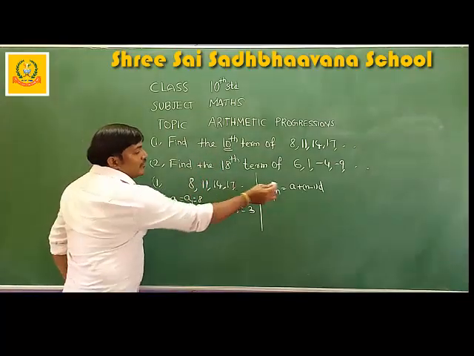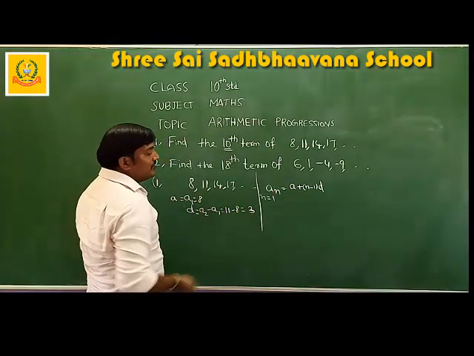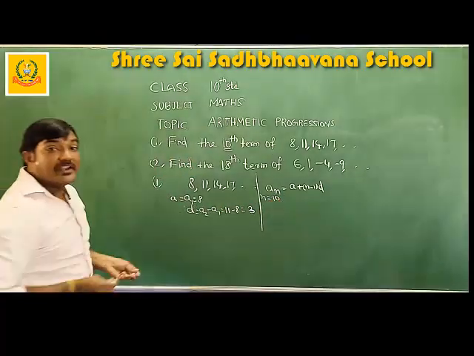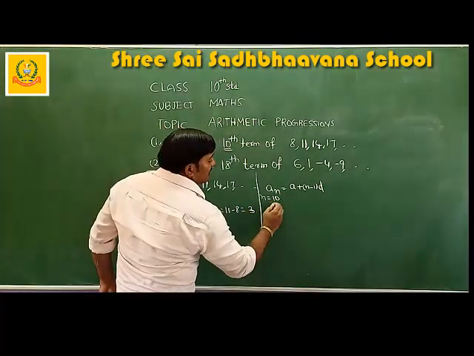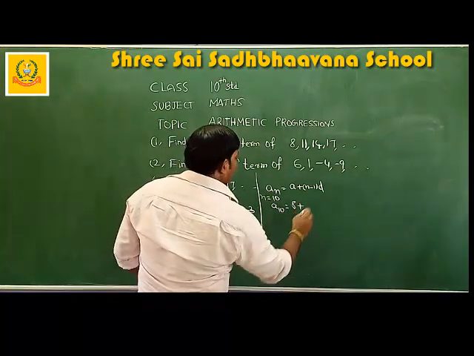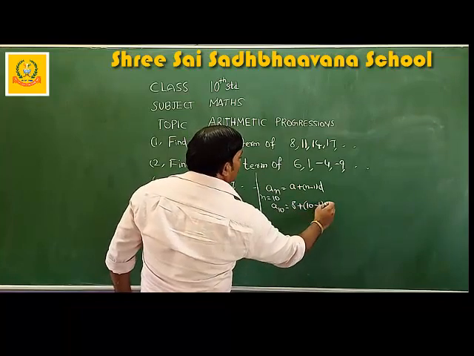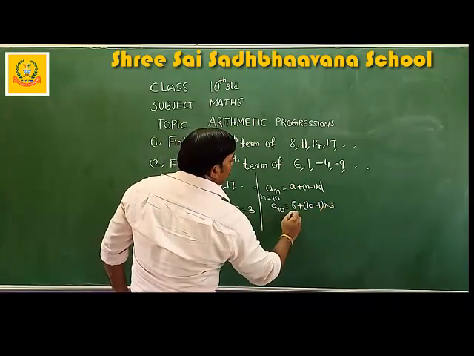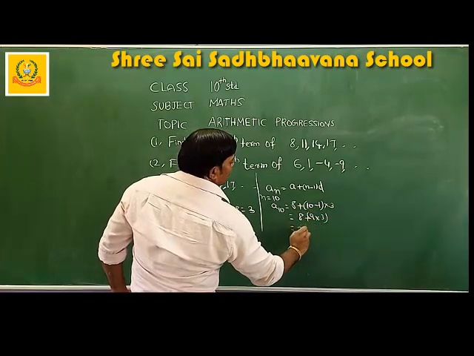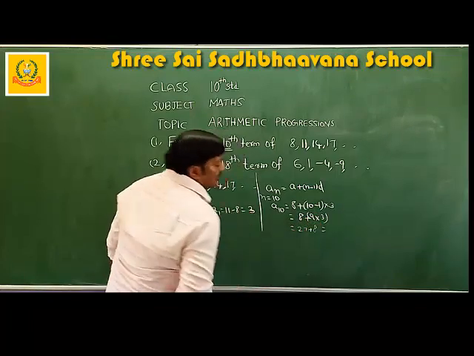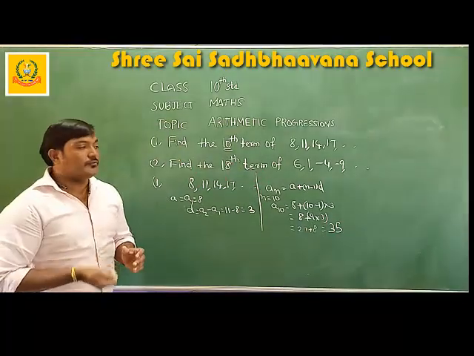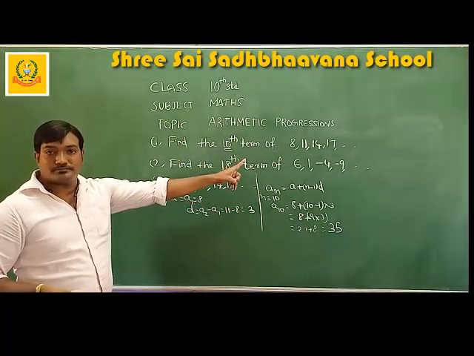We know the value of a, which is the first term, and we know the value of d, which is 3. And n we will take as 10 because we have to find the 10th term. So what do you get? a10 equals a, which is 8, plus (10 minus 1) into d. What is the d value? 3. So 8 plus 9 into 3, which is 27 plus 8, which is 35. Okay, 27 plus 8 is 35. So that is the value of the 10th term.